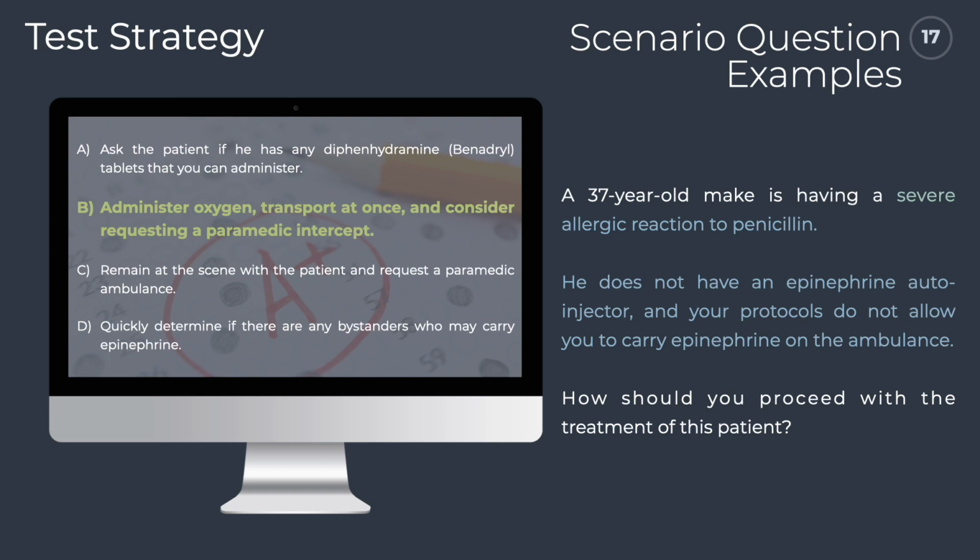Finally, the last answer is incorrect because it violates the 5 rights of medications. We know as EMTs that we can administer epinephrine that we carry or assist a patient with administering epinephrine that is prescribed to them. It is either our drug or the patient's drug. Therefore, answer D is incorrect. This leaves just answer B with the administration of oxygen, immediate transport, and the request of a paramedic response.